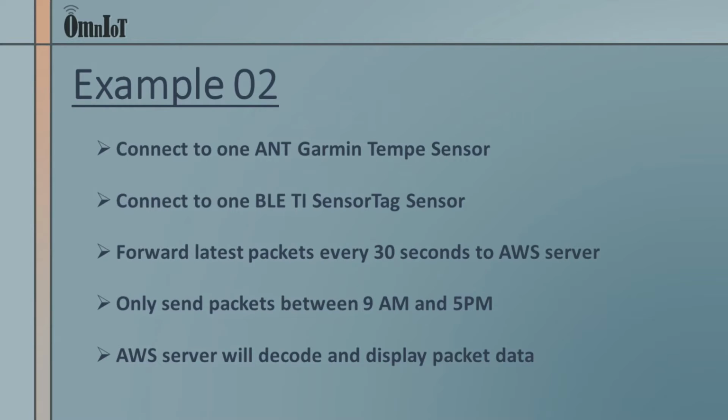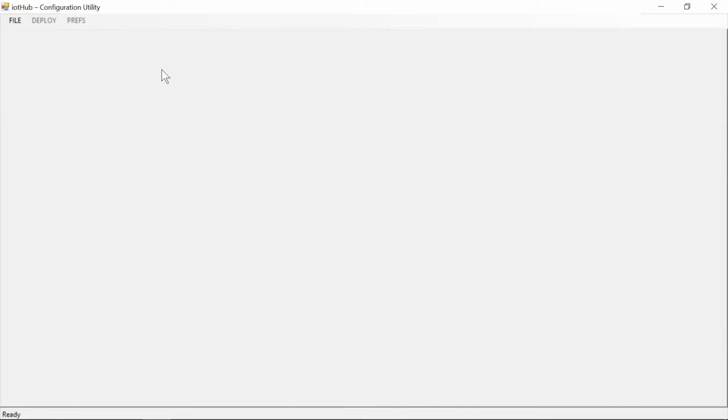In this example, we'll again connect to one ANT Garmin Tempe sensor and one Bluetooth Low Energy Texas Instruments sensor tag sensor. However, instead of forwarding every packet we receive to our AWS packet capture server, we'll only send the most recently received packet from each sensor every 30 seconds. Additionally, we'll only send packets between the hours of 9 a.m. and 5 p.m. So let's get started and build our configuration file.